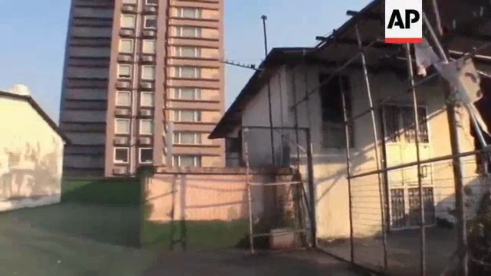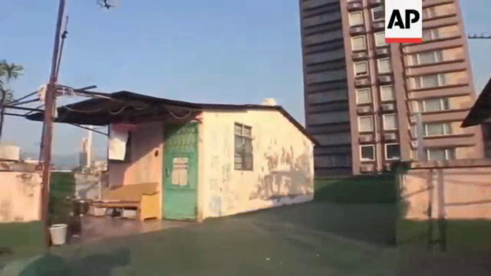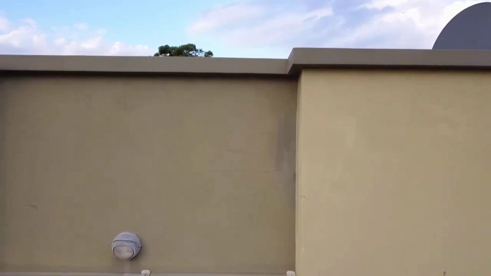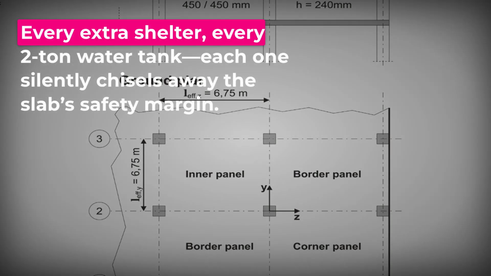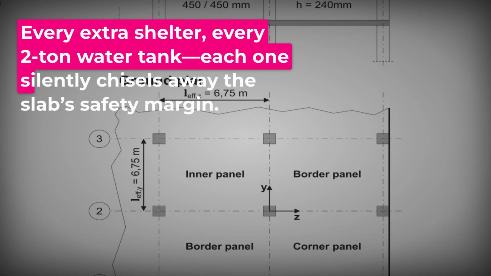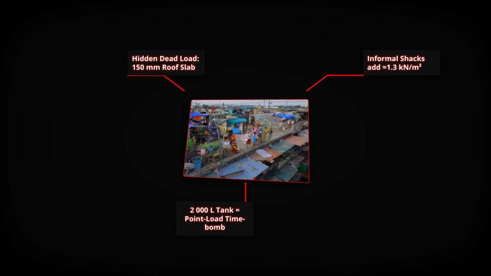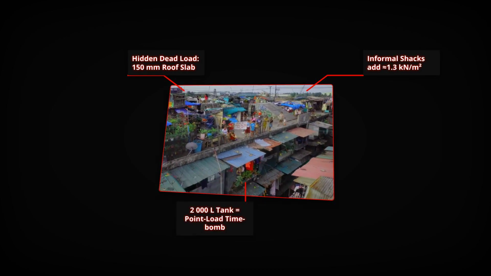Each informal dwelling, each additional tank, shifts the balance and introduces new stresses that were never part of the original design. Over time, as these loads accumulate, the slab's safety margin narrows, and the risk profile for the entire building changes, often silently and without immediate warning.